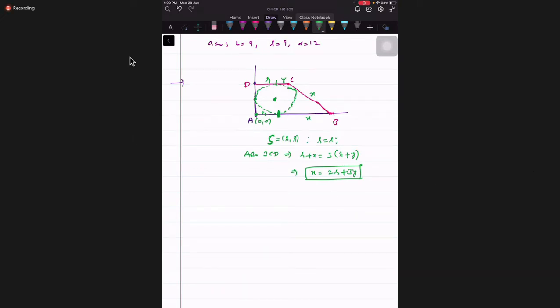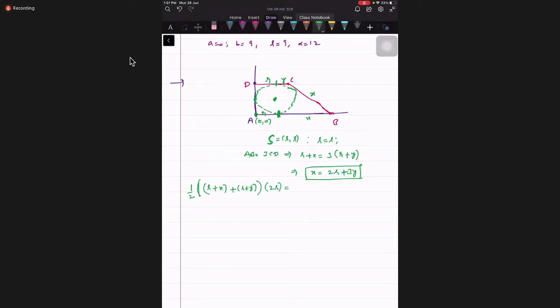Complete area is given, right? One more thing. Now, yes sir. As per these relations, what is the complete area? Half into R, R plus X, into R plus Y, into 2R, right?